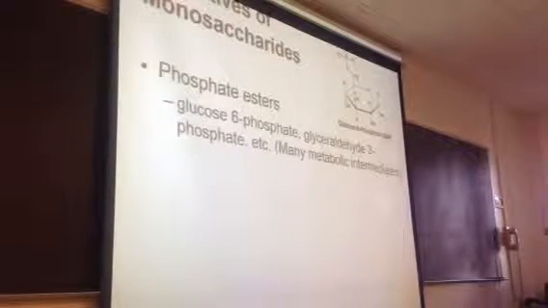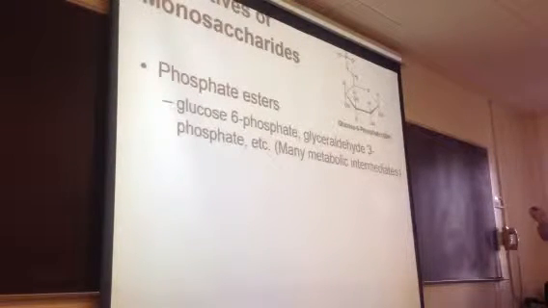It's usually derivatized. First thing the cell would do would be stick a phosphate on the number 6 carbon. So phosphate esters are all over the place in metabolism. Phosphate esters of simple sugars. It kind of locks the sugar inside the cell, for one thing.